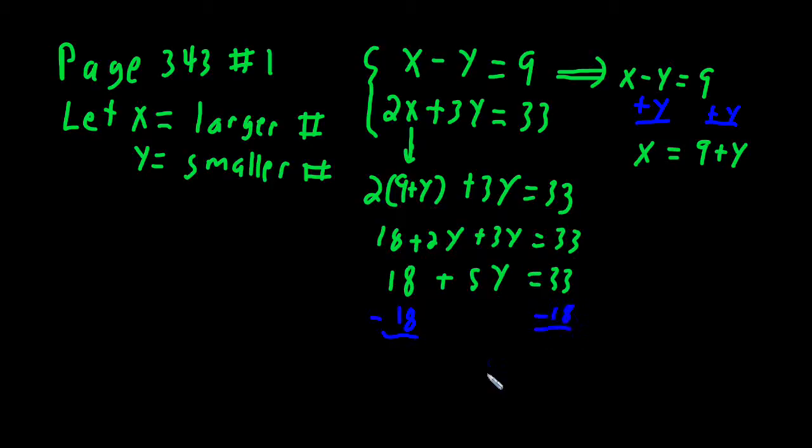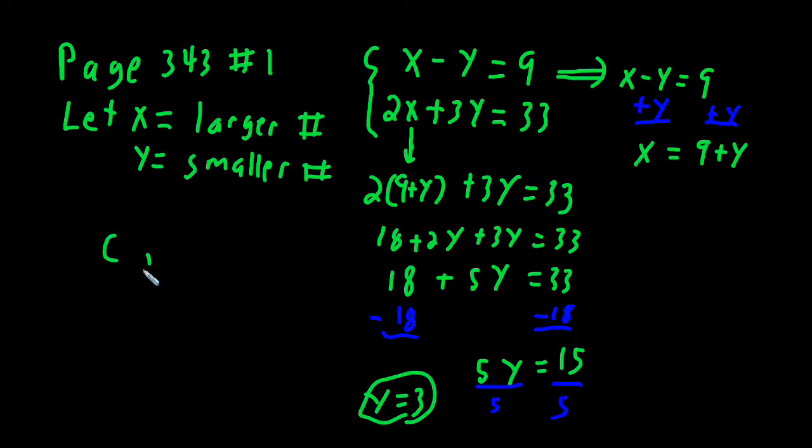Well, you can find x by going back here anywhere. Right here is always the easiest place, where I solved for x. x equals 9 plus y, or in this case 9 plus 3, and so that'll be 12. And so the solution is 12, 3, or the two numbers we're looking for are 12 and 3. The large number's 12, the small number's 3.